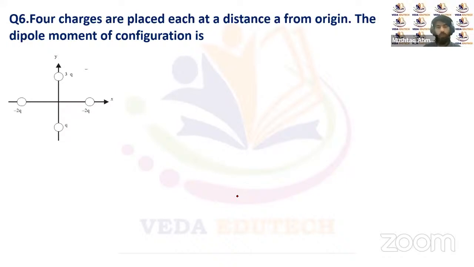Now moving on to question number 6. There are four charges placed each at a distance a from the origin. We have to find the net dipole moment because of the given configuration of the charges. You can see here each of the charges is placed at a distance of a from this origin, the origin of the Cartesian system. This charge is also placed at a distance of a, and this one too.